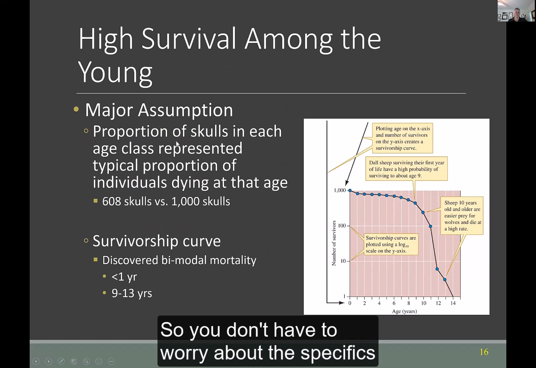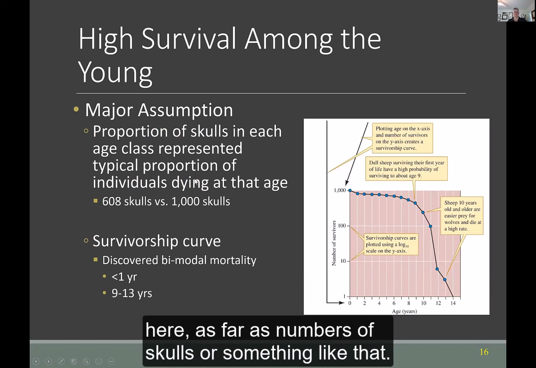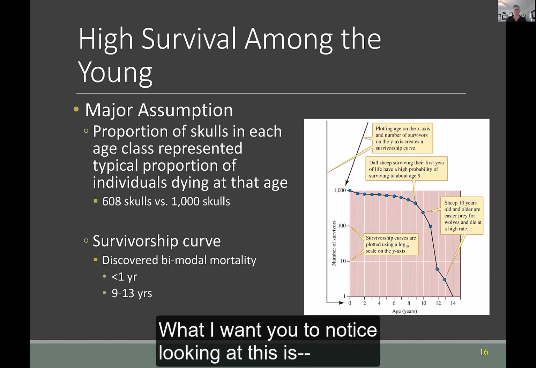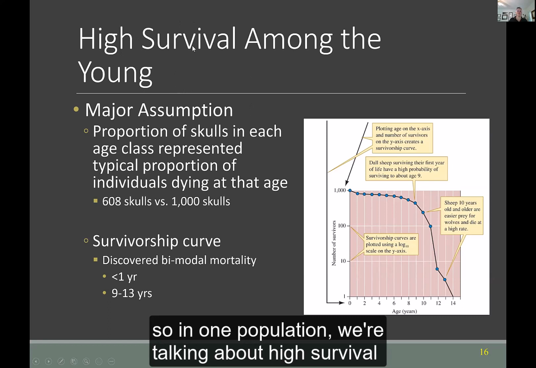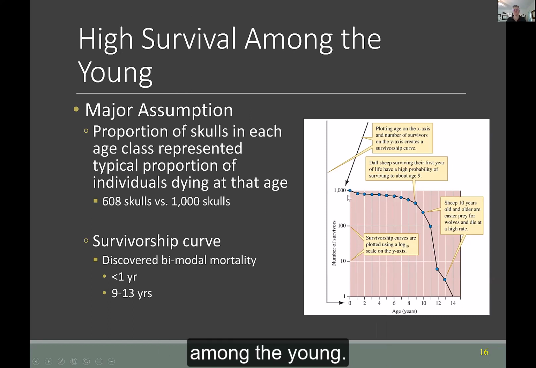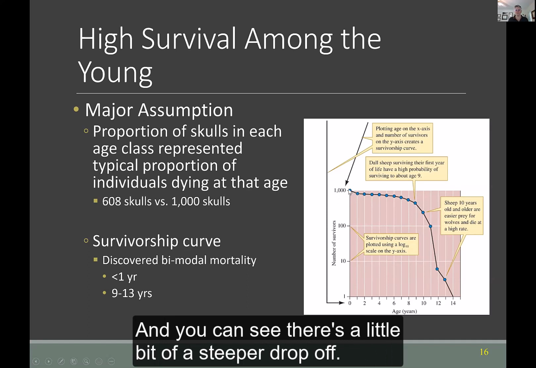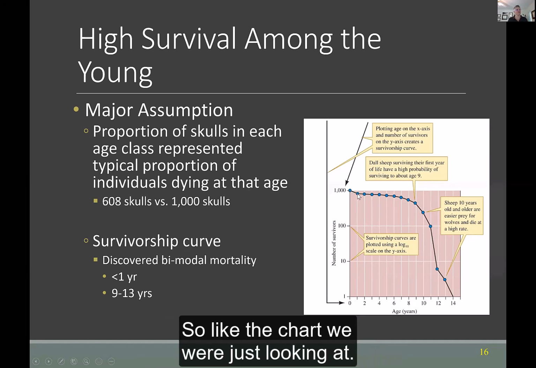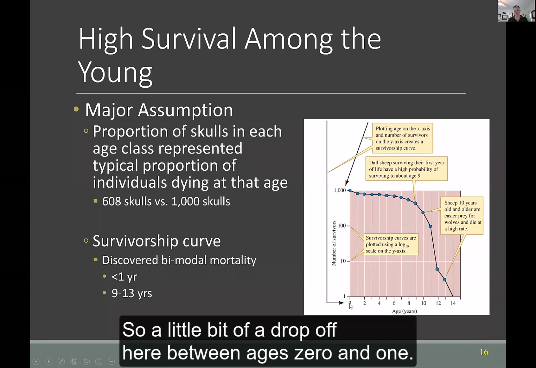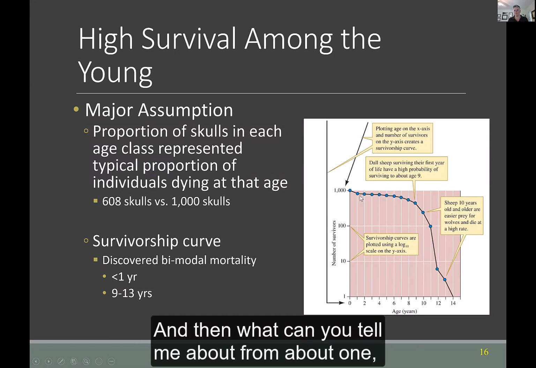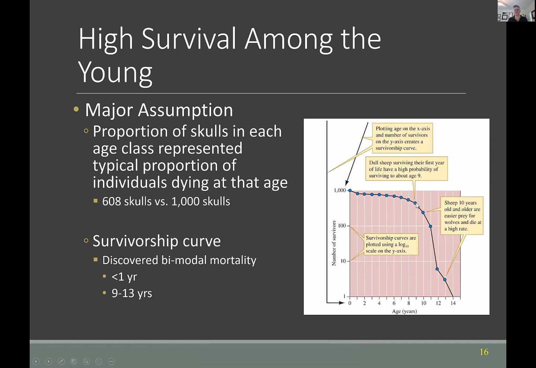So you don't have to worry about the specifics here as far as numbers of skulls or something like that. What I want you to notice, kind of looking at this, is so in one population, we're talking about high survival among the young, right? So for example, we start with 1,000 individuals, right? And you can see there's a little bit of a steeper drop off. So kind of like the chart we were just looking at. So a little bit of a drop off here between ages 0 and 1. And then what can you tell me about from about 1 to about 8 or 9?